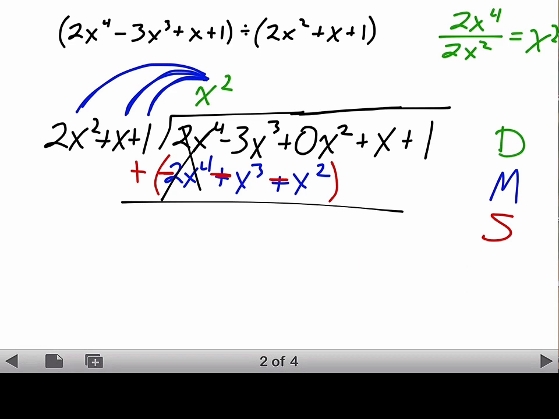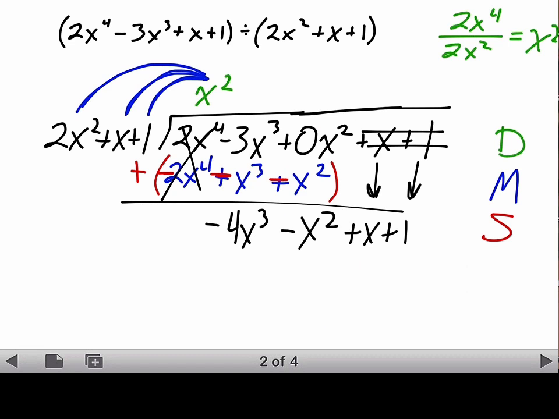For the next terms, negative 3x cubed minus x cubed, that's going to be negative 4x cubed. And then 0x squared minus x squared, well, that's why we lined up our like terms so that we could take care of that easily. And then let's go ahead and bring down the plus x and the plus 1. And since I've brought those down, I don't need them anymore. Now we're ready to go again.